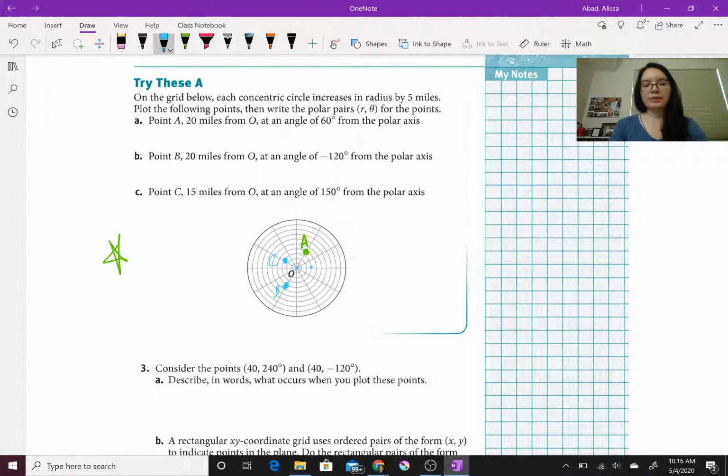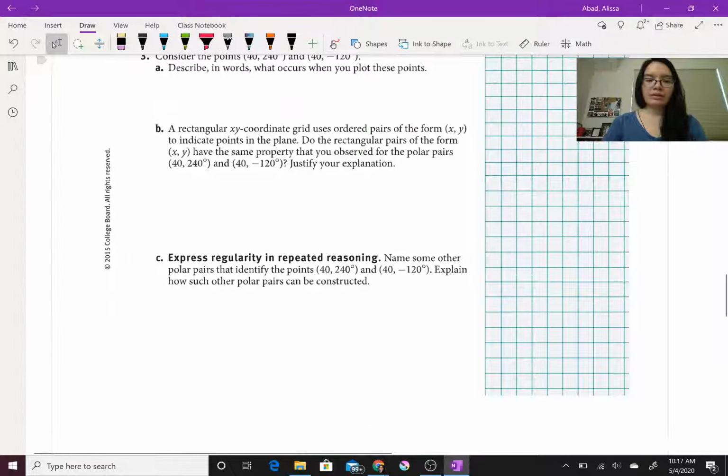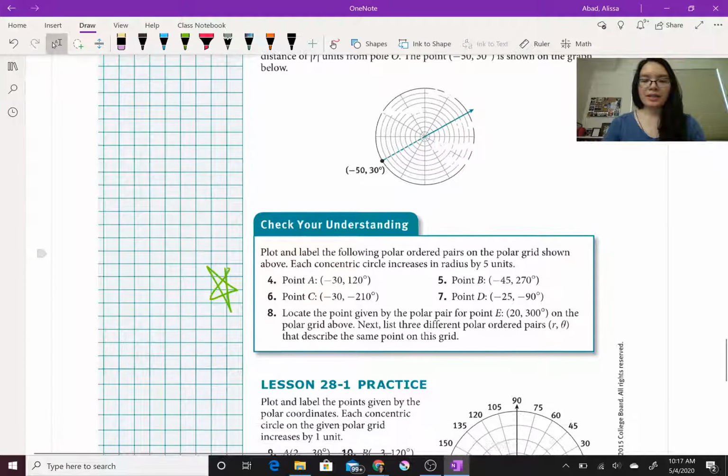Is it possible to locate it by doing the angle first and then you plot it at the miles? Yes, that is totally fine. So you could have also found where the angle is, and after that you determine the distance from the origin, and you would still plot the same point. Okay. So a couple more examples here.